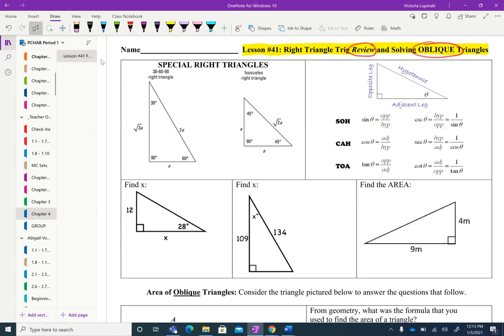Today we're going to talk about lesson number 41. We're first going to review the right triangle trig that we did before break from lesson 40, and then we're going to go ahead and move on to some new stuff, which is solving oblique triangles. And hopefully you remember from your geometry days that an oblique triangle, by definition, means it's not right.